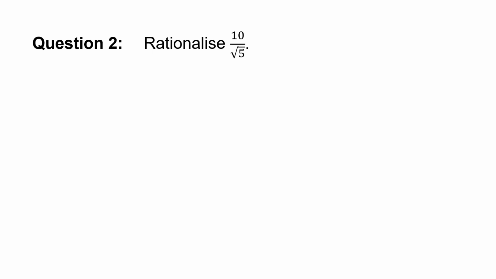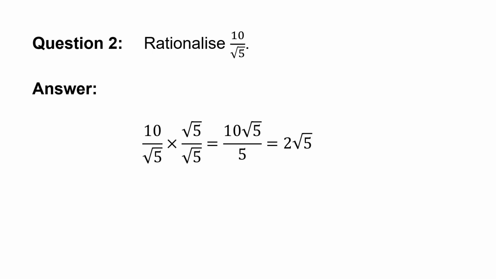So now we'll run through the answer to that. As we did previously, you just have to multiply through by the surd term. So we have 10 over root 5 and we're going to multiply top and bottom by root 5. This is going to give us 10 root 5 over 5, which in its most simplified form is 2 root 5.